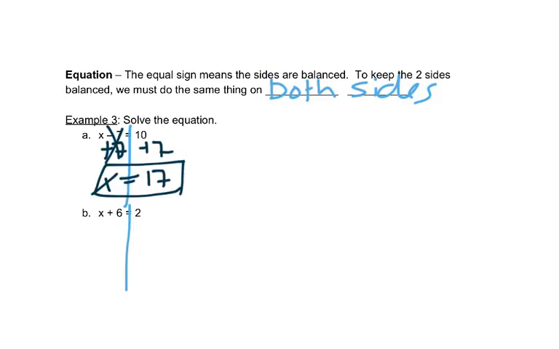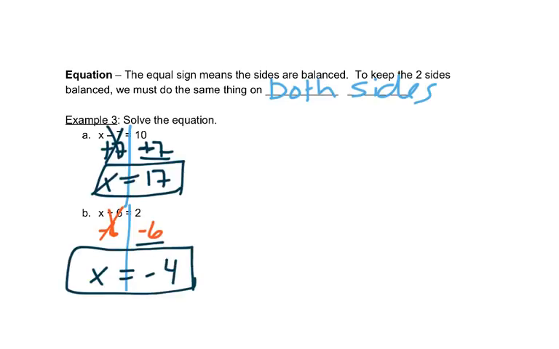Example B has plus 6. The opposite operation would be minus 6 on both sides to keep it balanced. Gives us x on the left and 2 minus 6 on the right is negative 4. We'll skip these two and those two, and we'll look at example 4.